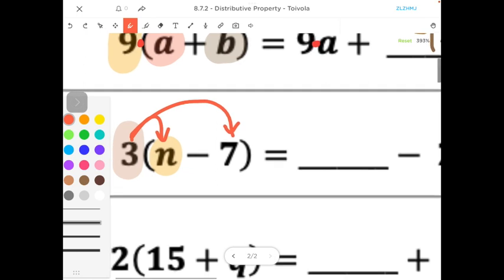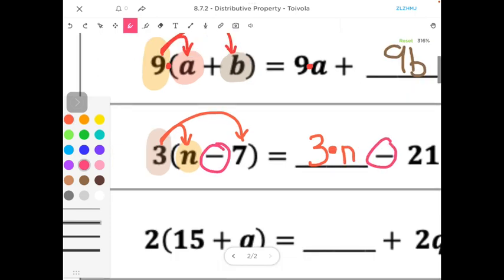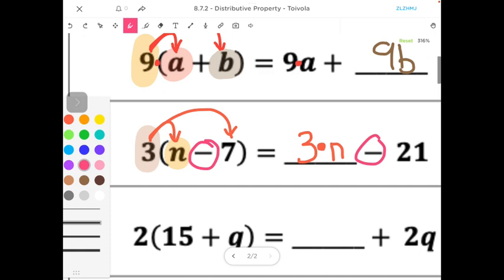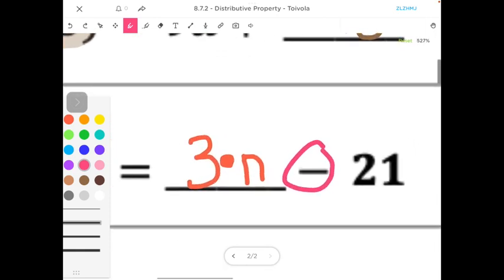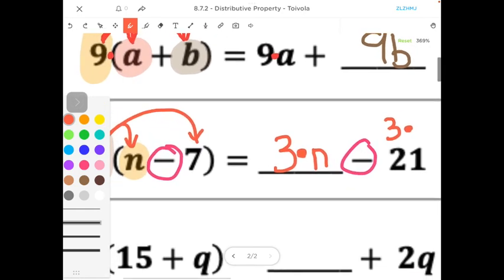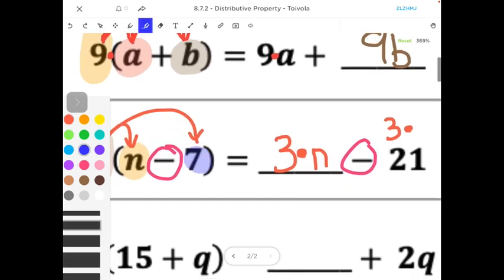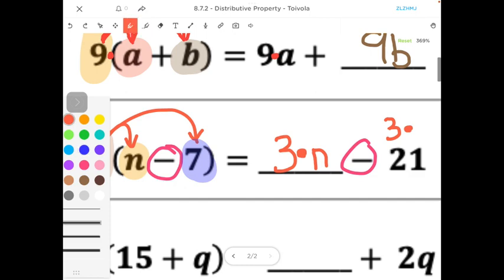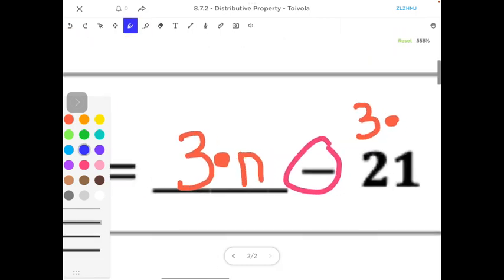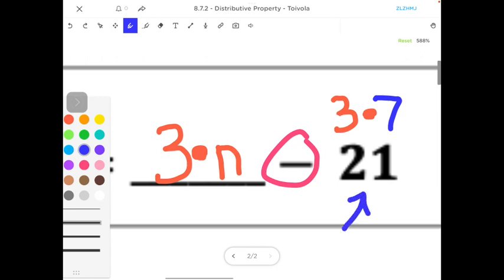So that's the same as saying 3 times N, or just 3N. Notice there's this minus, so there's the minus. And then it says 21. It says 21 because it was 3 times, and the second number over here was 7. And I can actually multiply that together. I know that 3 times 7 is 21. That's why this 21 is there.